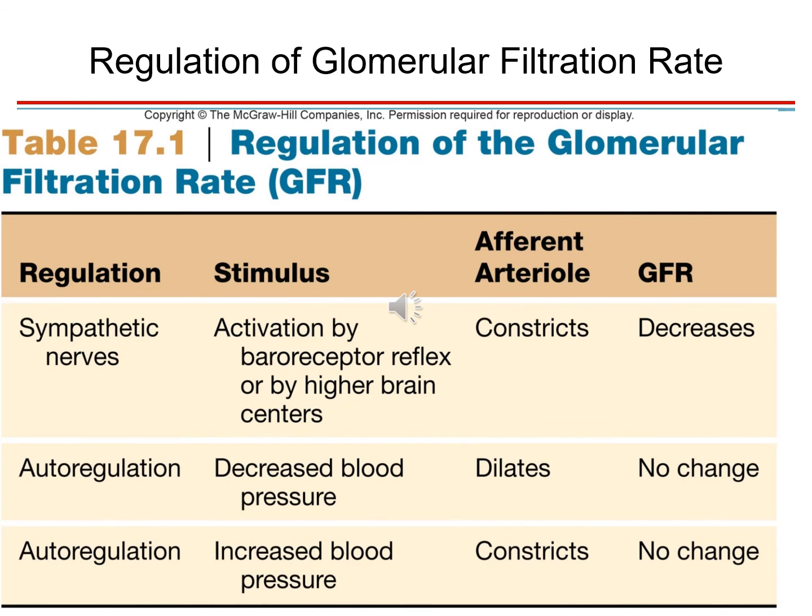So, the two mechanisms that help to regulate the glomerular filtration rate are the intrinsic one, produced by autoregulation between the juxtaglomerular apparatus and the afferent arteriole, or the extrinsic mechanism that takes place using the sympathetic nervous system.